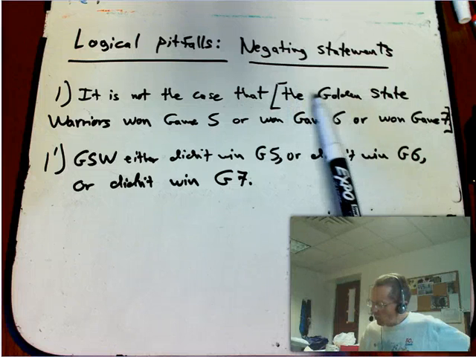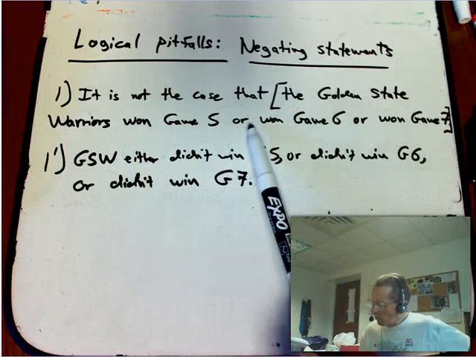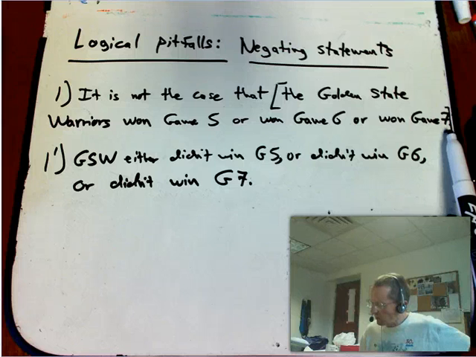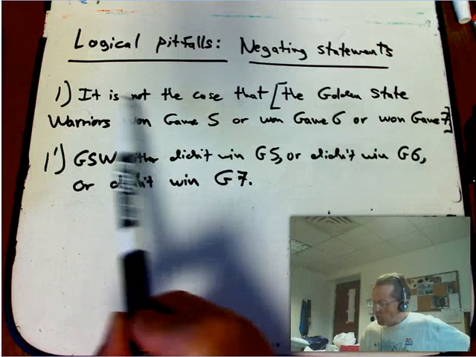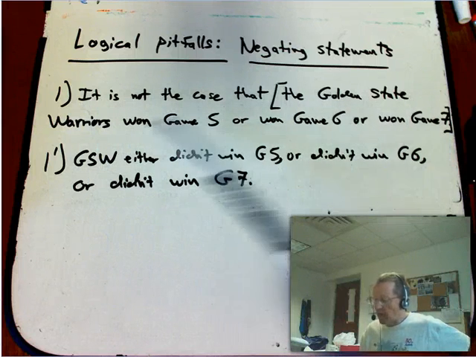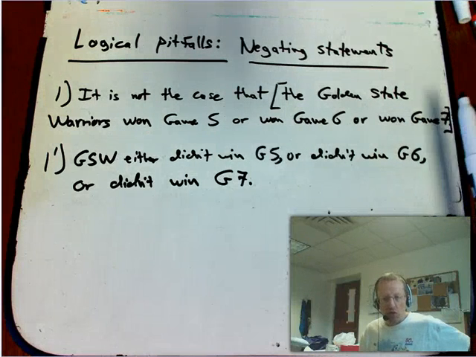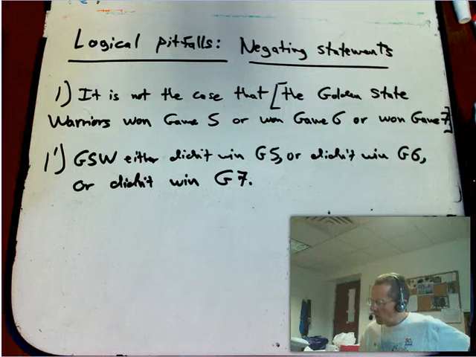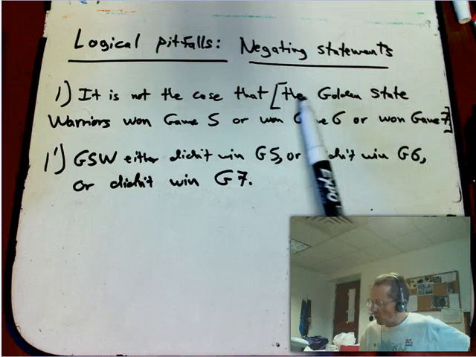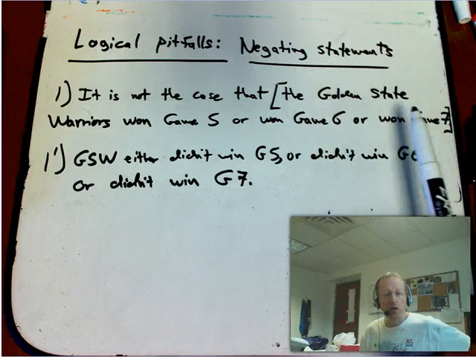We take the statement, the Golden State Warriors won Game 5, or won Game 6, or won Game 7, and we're saying it's not true that that happened. And what's an equivalent way to say that? Hopefully a little bit less awkward way to say that. But this is a very common thing that I tell my students. This comes up a lot in probability because that has a lot to do with logic.